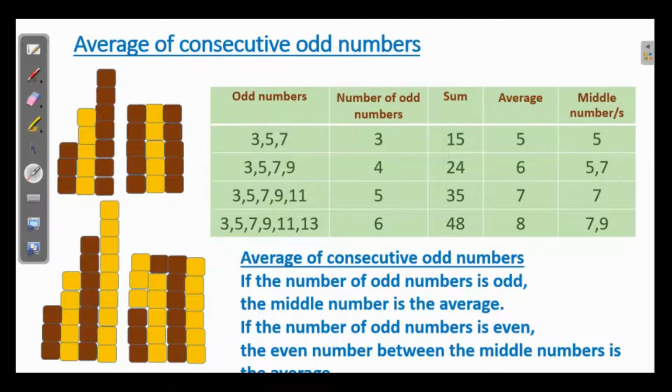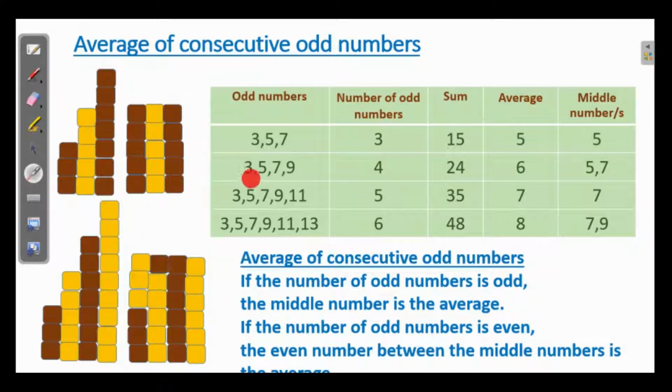So, let us see this picture 3, 5, 7. And making all these items equal. Take these two from here to here. So, the average is the middle number 5. All the items are equal. Everything is equal. Each is 5.